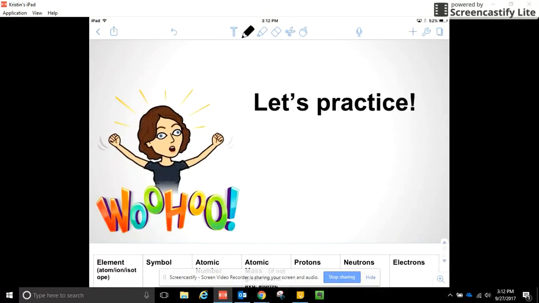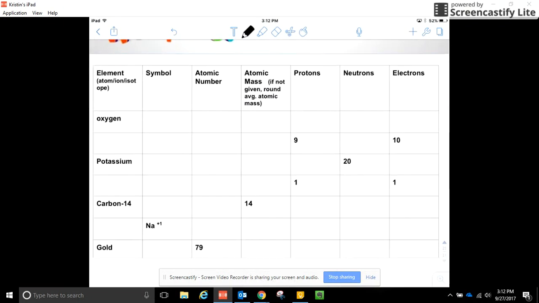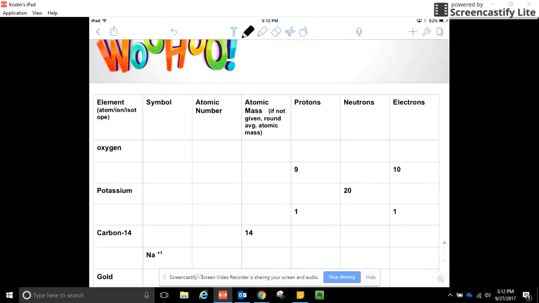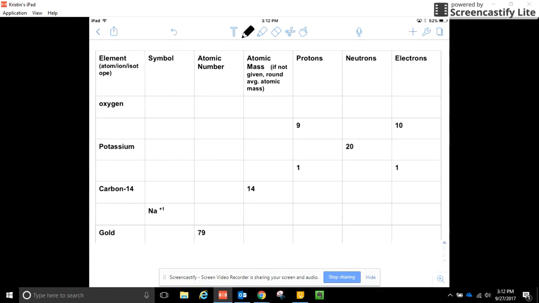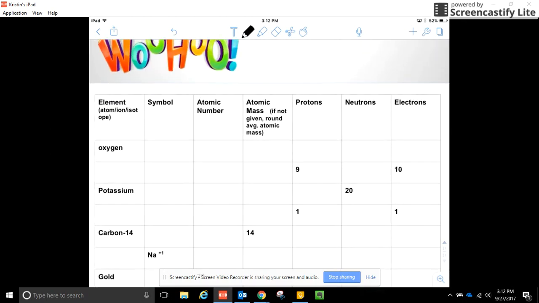So what we're ready to do right now is some practice. I want you to look at this chart and copy this down on a piece of paper. This is going to be a practice session for us to look at how you calculate subatomic particles. And I'm going to go through and do the first one with you, which is oxygen.